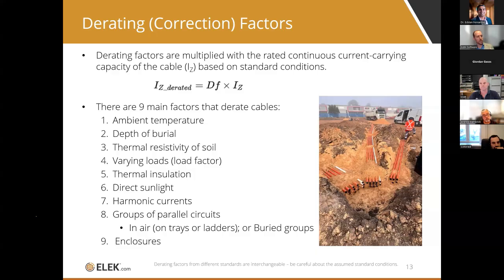You can look them up and use them together. But it's important to note the base or standard conditions that they're based on, and you need to adjust them accordingly. Say, for example, there's a useful derating factor table in the British standards, and you want to use it under Australian conditions. You need to adjust it using the tables such that you're considering the ambient temperature in Australia as opposed to the UK. But you can use them.